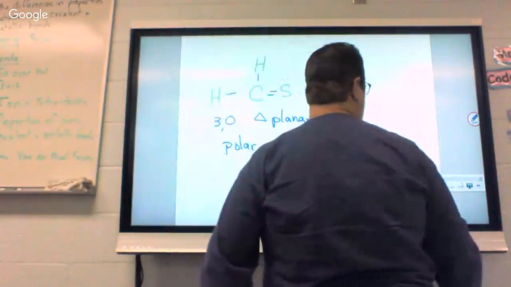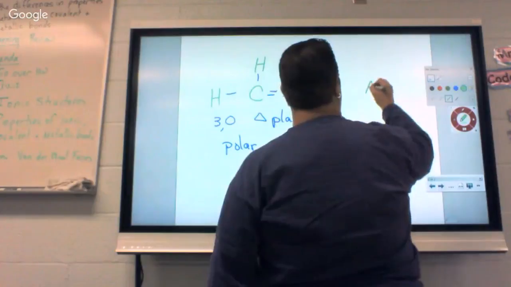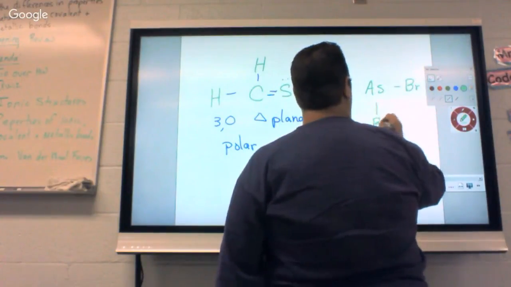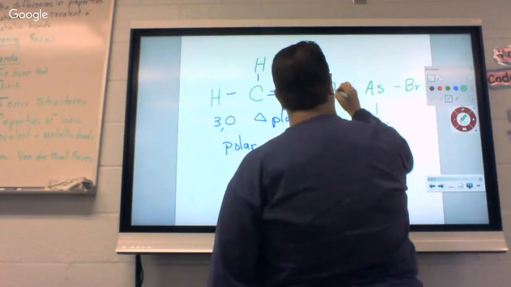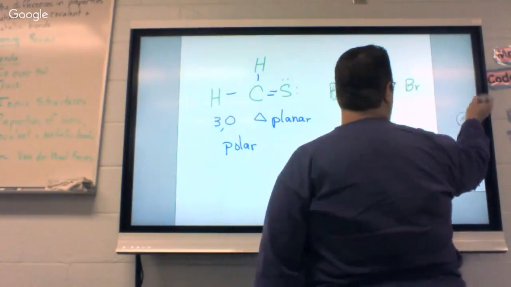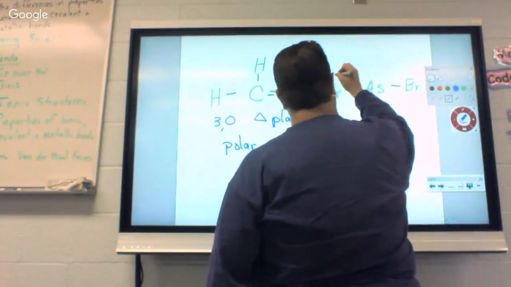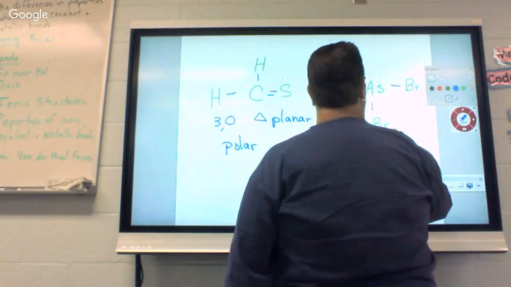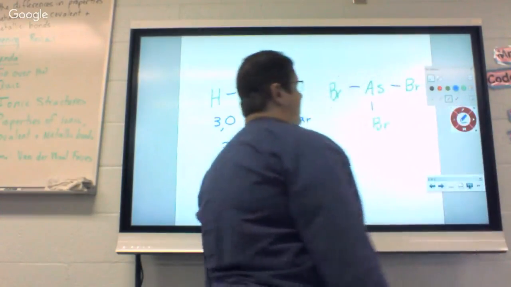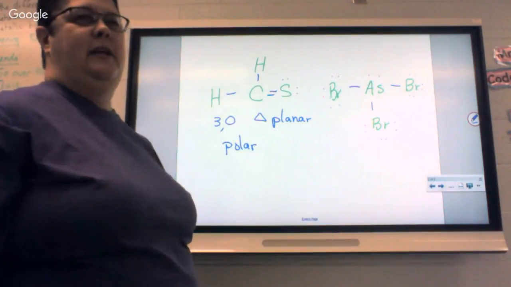AsBr3 had how many electrons? 26. All right, so 26. As is the central atom. 3 Br's. And my electrons are the wrong color. All right, 26 electrons. So 2, 4, 6, 8, 10, 12, 14, 16, 18, 20, 22, 24, 26. All right, once I draw in my 26 electrons, does everybody have its 8?